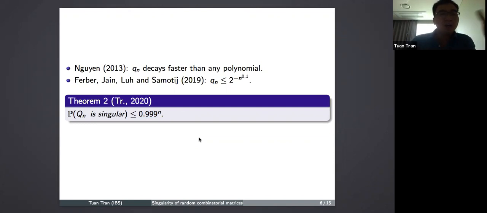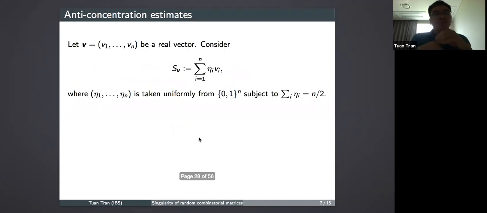So for the rest of the talk, I will give you some ideas, some flavor of the proof. For this, I need a couple of simple definitions. V is a real vector of size n, and we consider the following random sum. F_V is the sum of eta_i v_i, i from 1 up to n, and eta is taken uniformly from 0-1 strings of length n, subject to the condition that the sum of eta_i is n half. So the vector eta is drawn uniformly at random from this set.